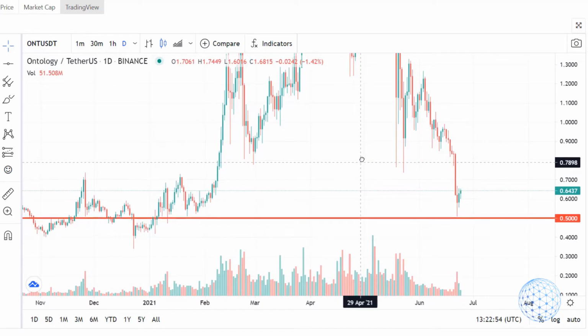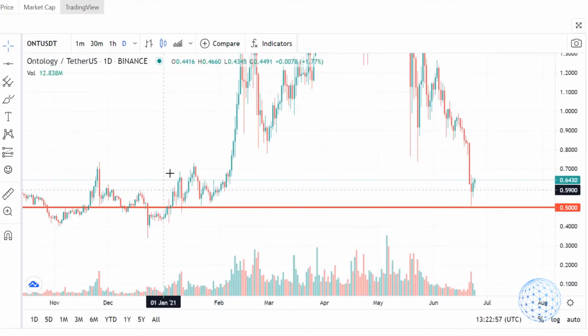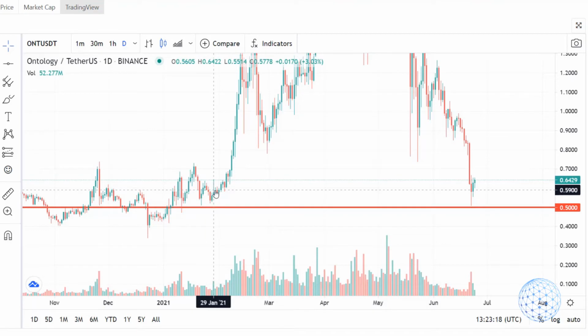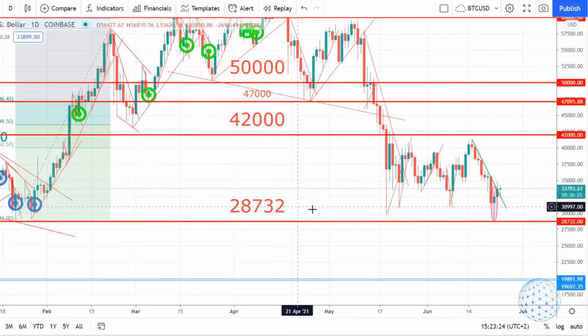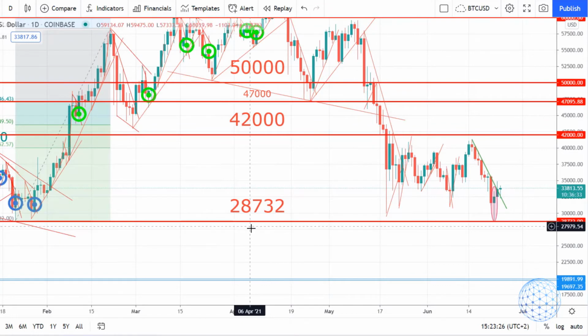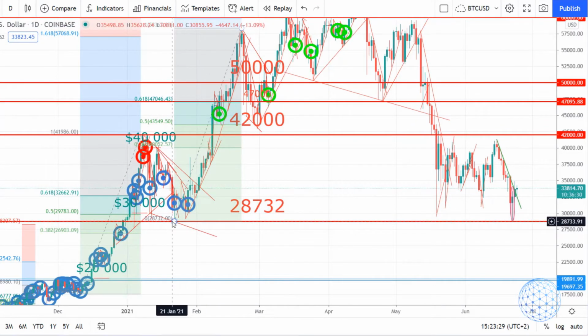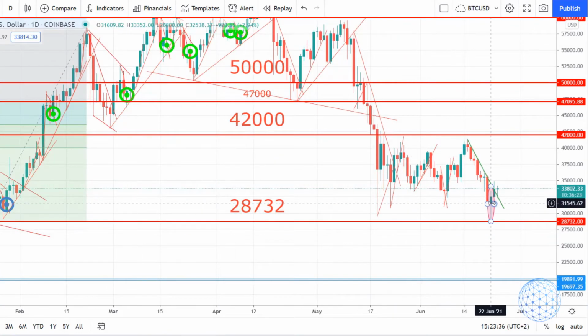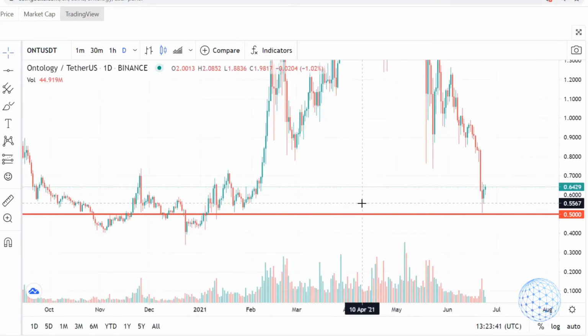And for the beginners, support levels are the levels where the price has stopped in the past. So you can see right over here the price broke the 50 cents, then it dropped one time on the 11th of January but failed to close below, then it tested the 50 cents again, and a third time, and then continued higher. So 50 cents is an important support level, just like what we have with the Bitcoin at 28,732. This is the support level I had the other day, and it's the level that stopped the Bitcoin. So support levels are important for all the coins.